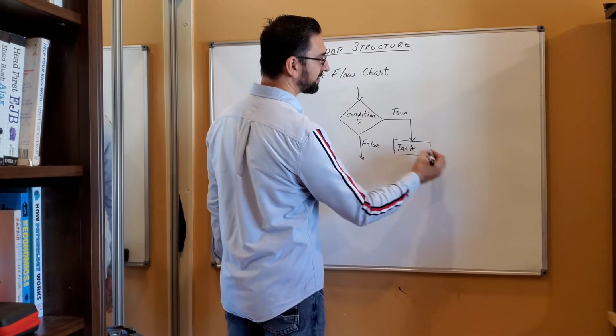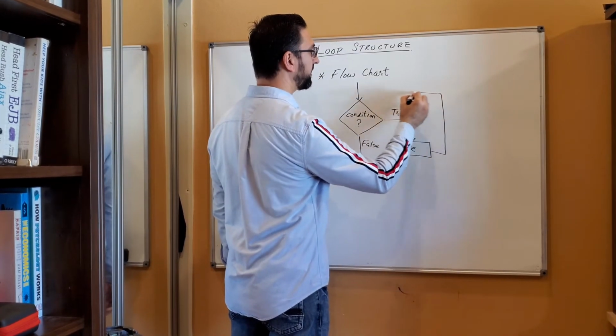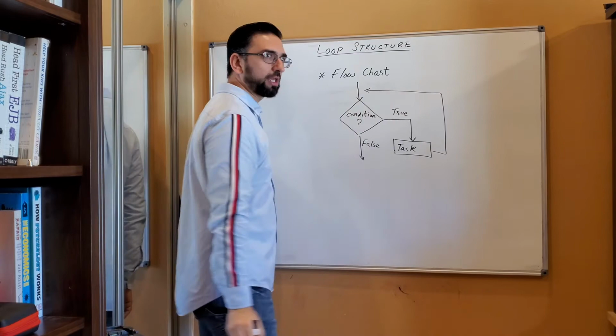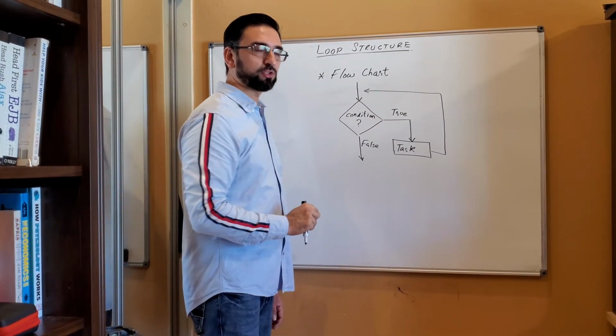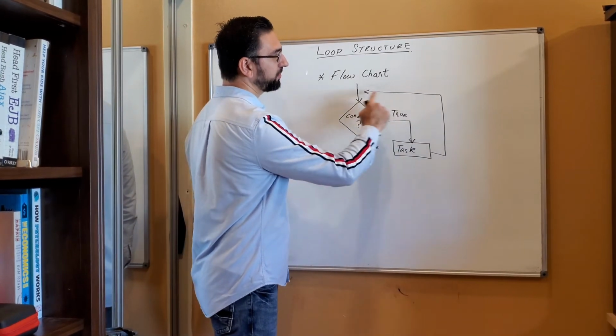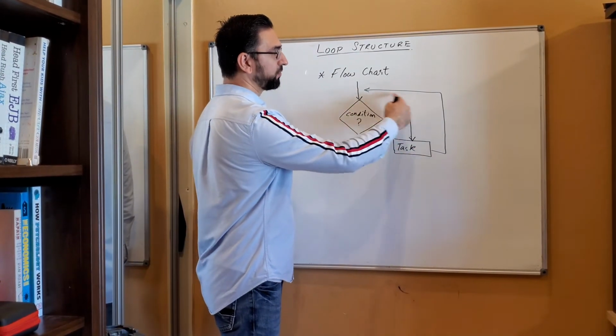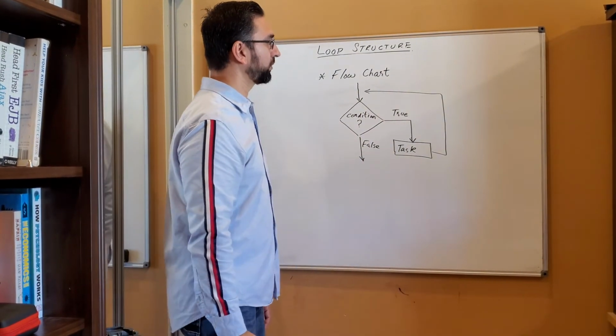But once the task is performed, it needs to go back and run the loop again. And by running the loop, I mean that it needs to check the condition. If the condition is false, it goes out of the loop. If the condition is true, the task gets executed and the loop is repeated. So that's how you represent loops in a flowchart form.